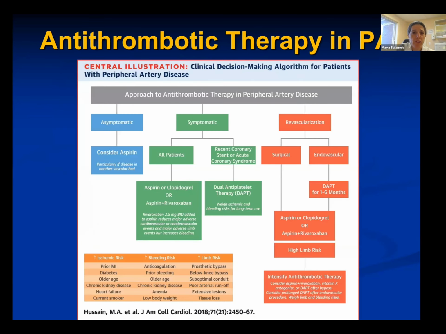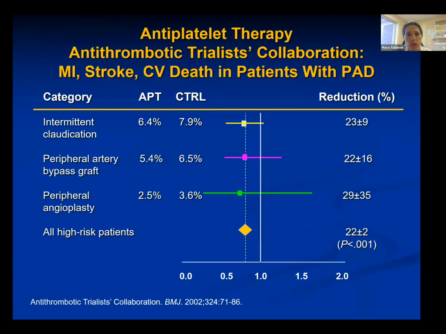This is a clinical decision-making algorithm that was published in JACC a couple of years ago to help clinicians deal with antithrombotic therapy in PAD patients. This looks like a very busy algorithm, but essentially it makes a distinction between a symptomatic PAD patient, so someone with claudication, versus someone who has undergone revascularization. Those are treated very differently. So I'll talk a little bit about just the symptomatic PAD patient, the one with claudication.